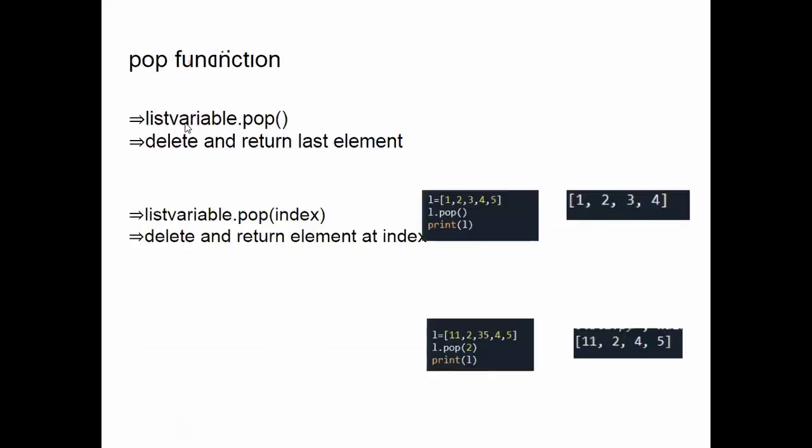Now I want to remove an element from a given position or from the last position. So the method is we have to use the pop function. How we can use the pop function is: list variable dot pop, written without any element in the parentheses. So what is it going to do? It will delete and return the last element. So it will delete the last element from the original list, and that element will be returned to you.